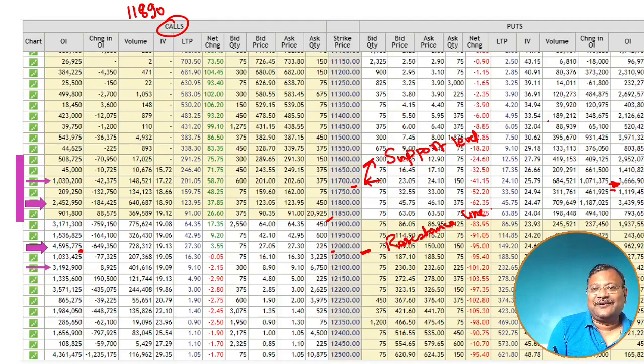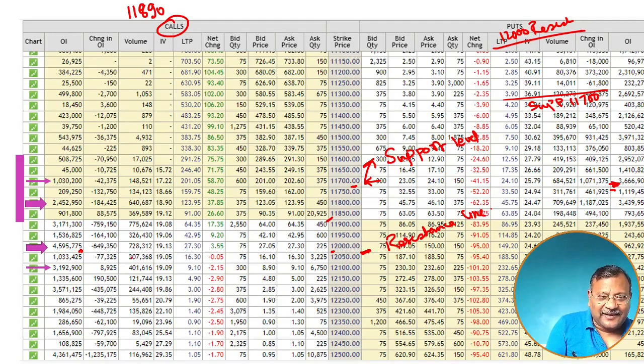Now, in the graph, we knew that the line at the bottom is the support level, and the line at the top is the resistance level. Here we can clearly see that the resistance is somewhere at 12,000, and the support is at 11,700. So we can reasonably form a view that for this particular day, the Nifty will find its support at the 11,700 level and it will find a resistance at the 12,000 level.